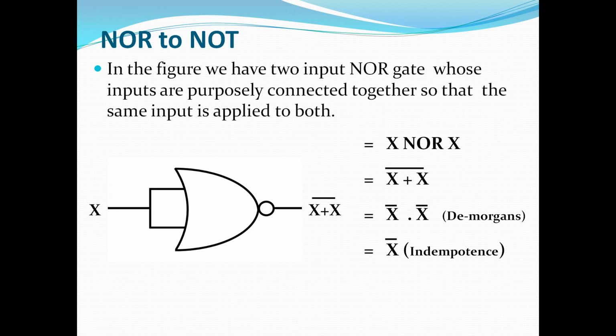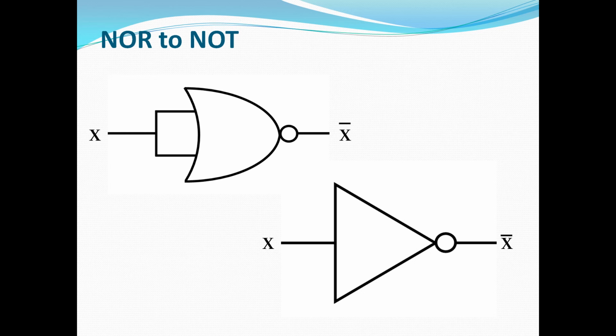X dash is the output of the NOT operation. If you give the input X, you will get the output X dash. That is the output of the NOT operation. So like that, we can implement the NOT operation using only the NOR gate. Here is a figure: the first figure is the NOR implementation of NOT, and the second is a NOT gate.